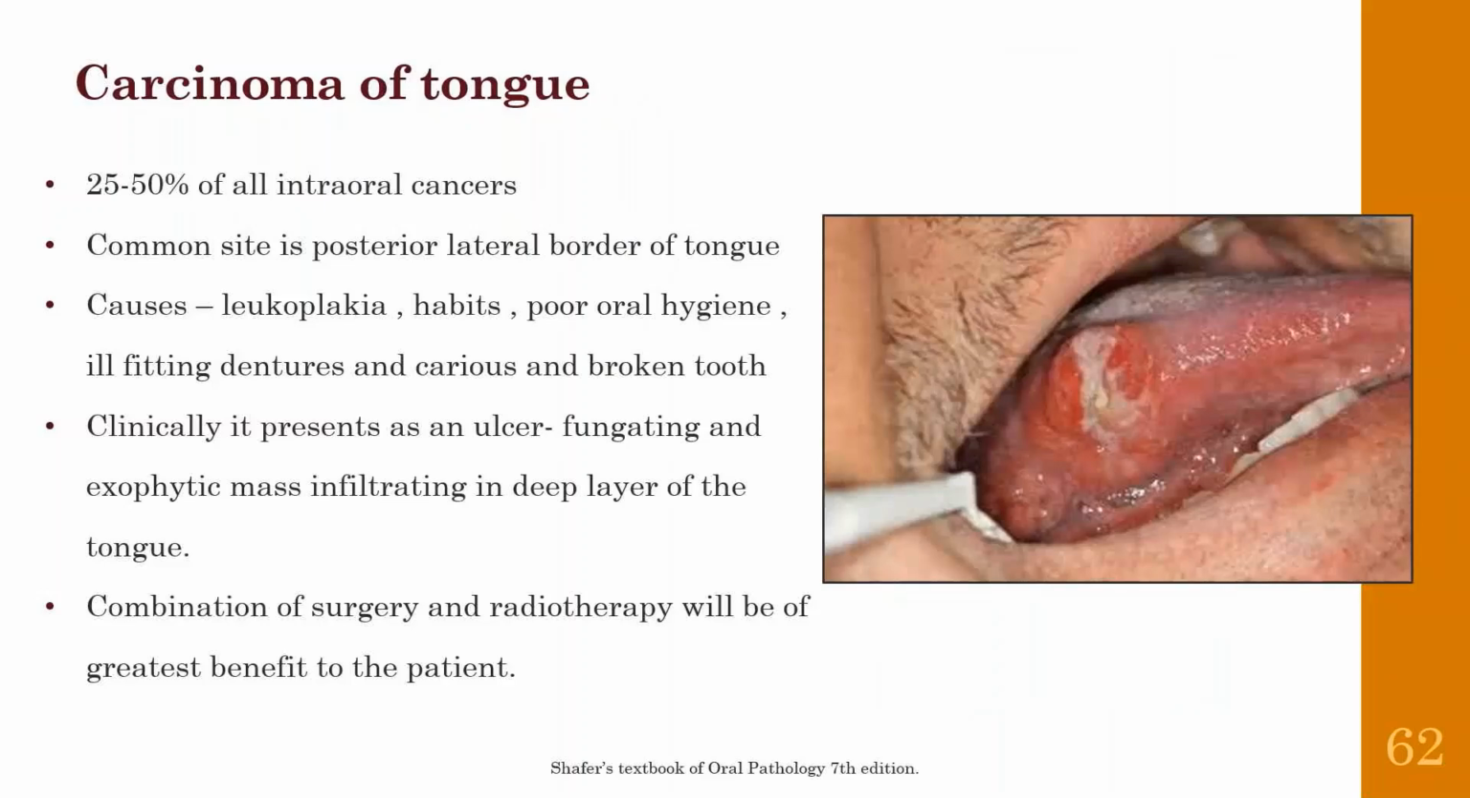Carcinoma of the tongue is 25 to 50% of all intraoral cancers. The common site is the posterior lateral border of the tongue. The causes are leukoplakia, habits, poor oral hygiene, ill-fitting dentures, caries and broken teeth. Clinically, it presents as an ulcer, fungating and exophytic mass infiltrating the deep layer of the tongue. A combination of surgery and radiotherapy will be of the greatest benefit to the patient.